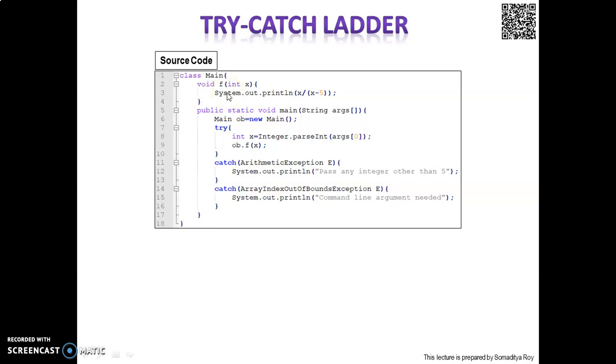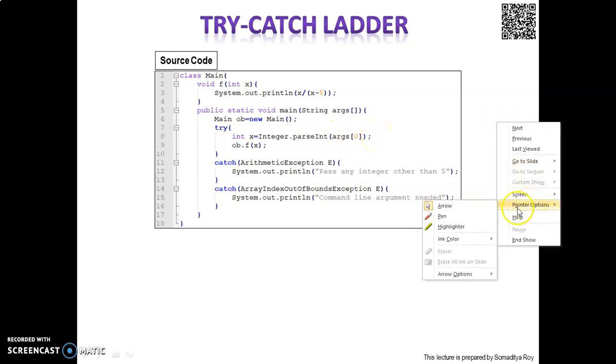So in this particular code, instead of one generalized exception catch block, we now take two different catch blocks, and this is more like a ladder. So we call it try catch ladder.